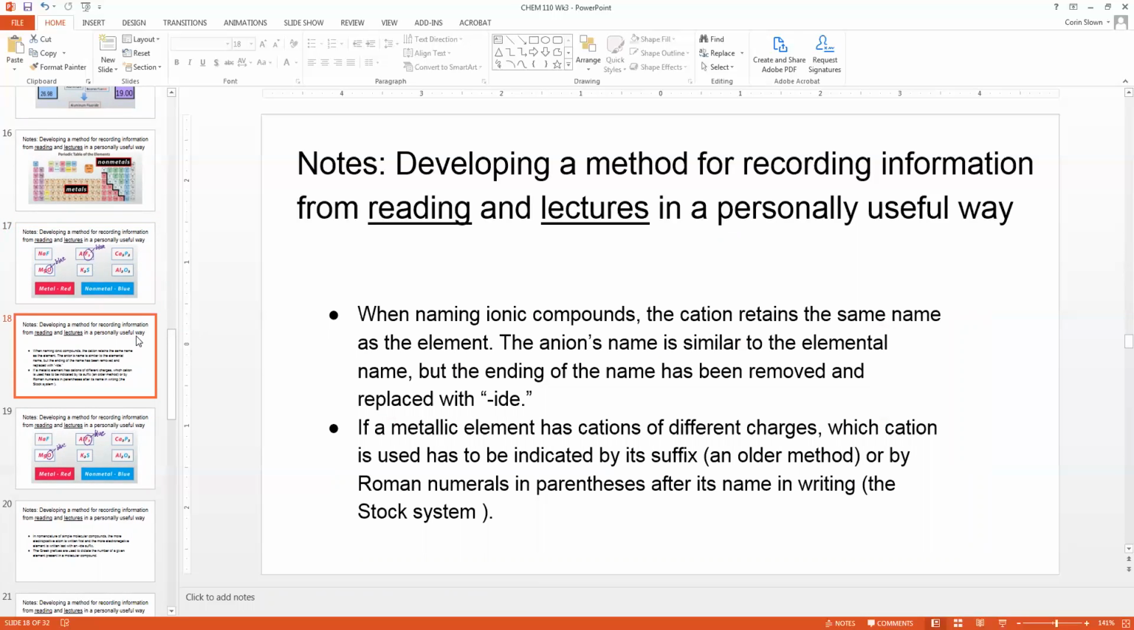So when we're naming ionic compounds, the cation always retains the same name as the element, but the anion's name is similar to the elemental name, but we replace the ending of the name with -ide. So if a metallic element has cations of different charges, which cation is used has to be indicated by its suffix, which is the older method, or by Roman numerals in parentheses after its name in writing. This is what we refer to as the stock system.